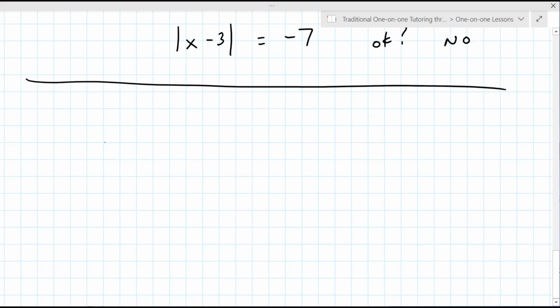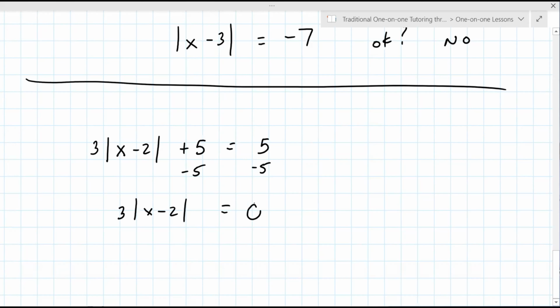So let's go absolute value x minus 2 plus 5 equals 5, and let's put a 3 out in front. So what's the first step here? You're going to have to subtract 5. Subtract 5 from both sides. So you have 3 absolute value x minus 2 equals 0.